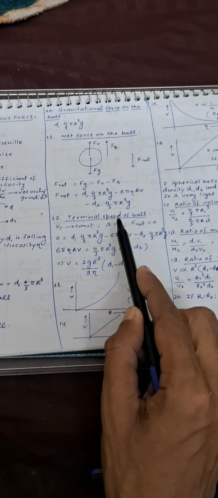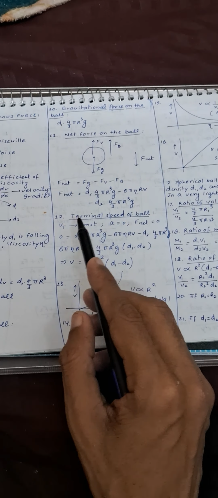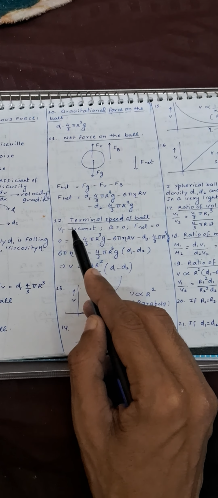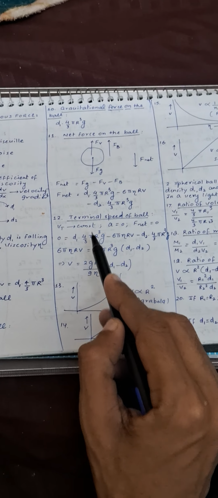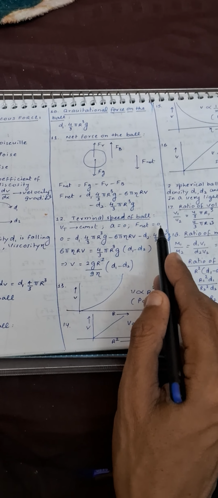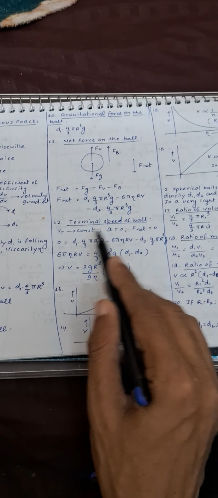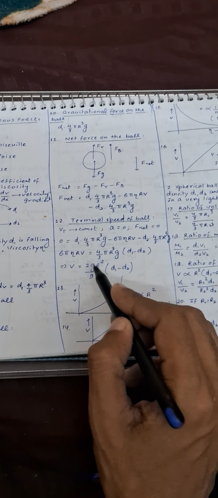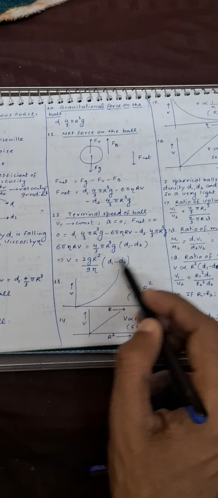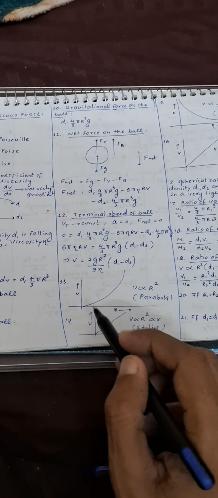Next we need to find the terminal speed of the ball. Terminal speed means constant speed. The direction is also constant, so velocity is constant. That means acceleration is 0, which means net force is 0. On solving this equation, we get V is equal to 2g r square by 9 eta into (d1 minus d2). So this is the expression of the terminal speed.